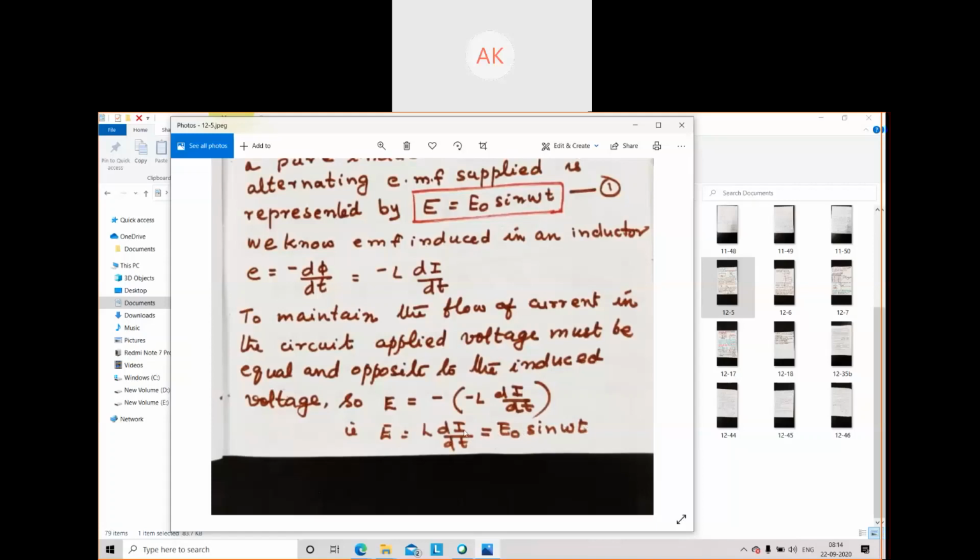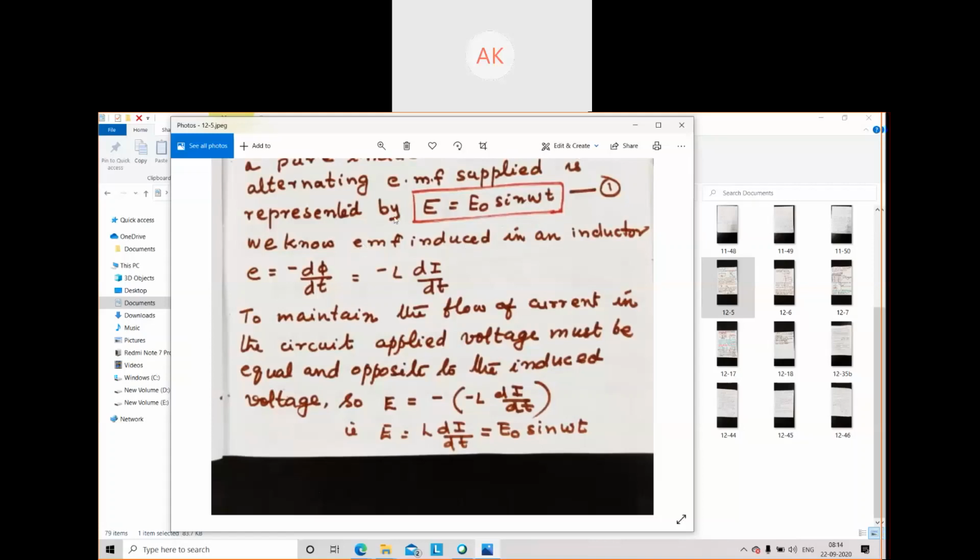From that, we have to find out di. Take di from that, then integrating that we get the total current. Then we can find out the phase difference between voltage and current. So we start with the equation E equal to E0 sin omega t.